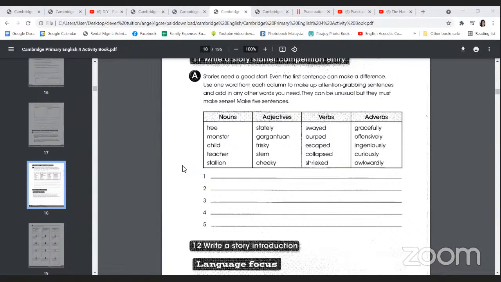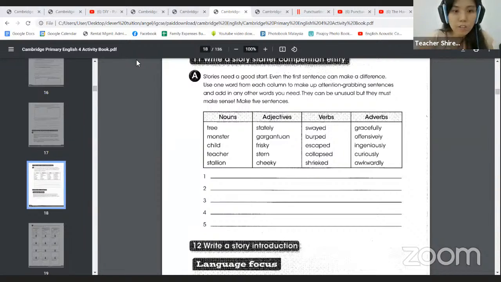Okay, Yishun, both sentences correct. But if you want to add some words, go ahead. If you don't want to add, it's fine. Okay, Harold, also correct. No problem. You can add words, but you cannot minus words. The sentence must have at least 4 words or more. Any questions so far? Good.